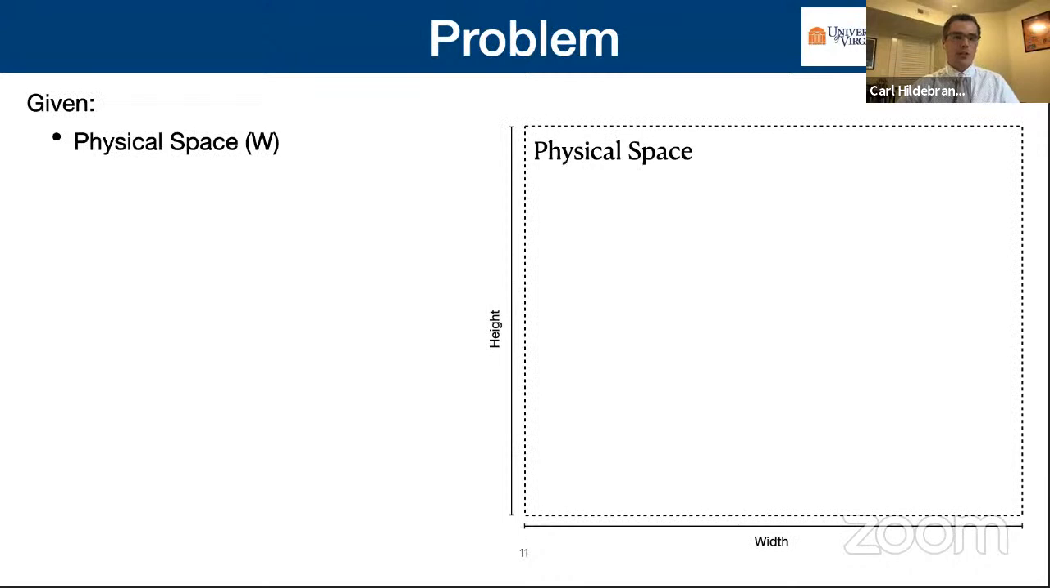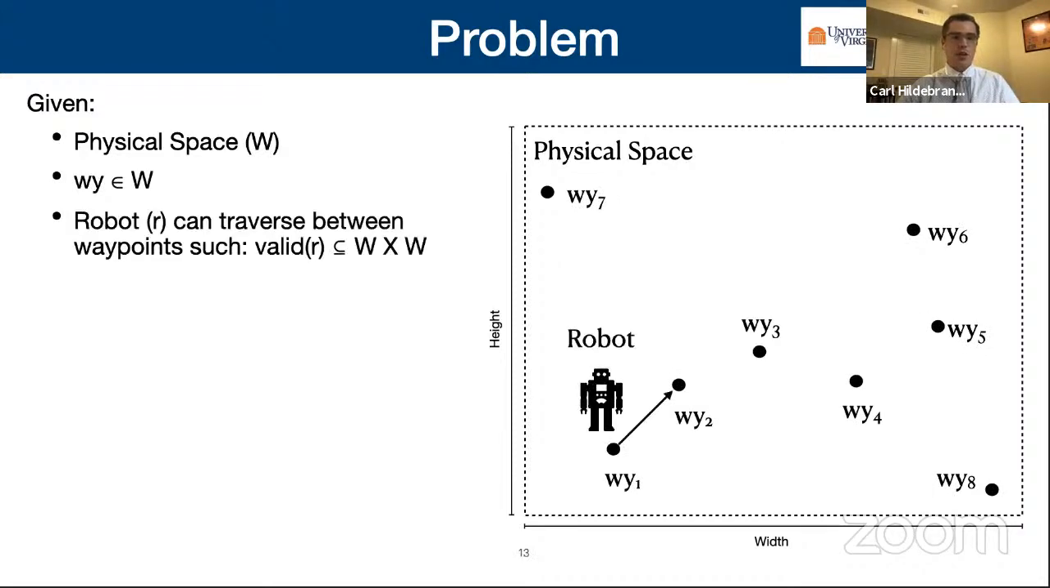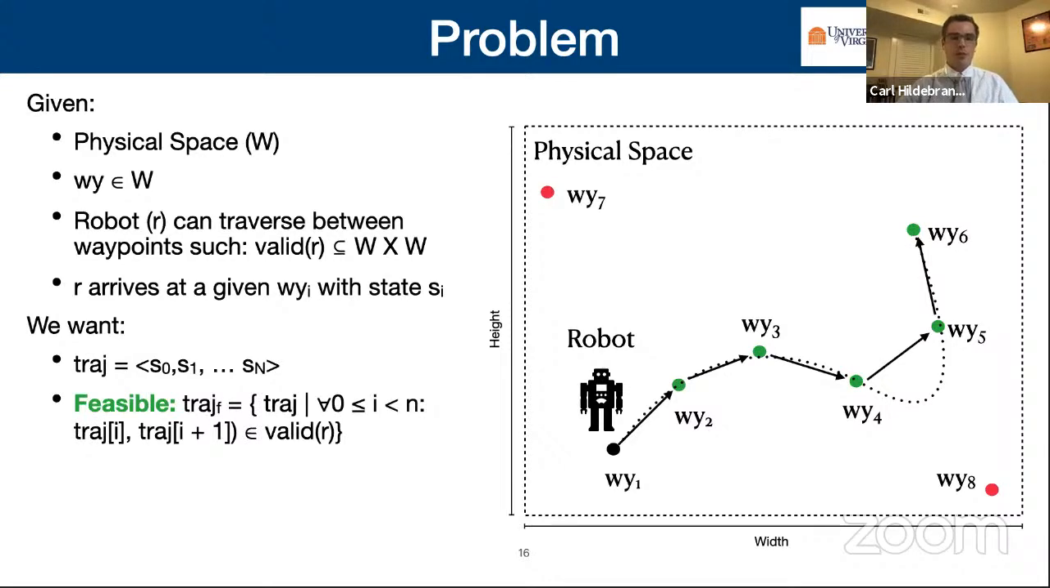So given a physical space W, and note in this figure we only use two dimensions, the physical space could be three dimensions as done in our paper, and given a set of waypoints, WY, inside the space, we have a robot R that is capable of traversing between a subset of waypoint pairs in a given time step. This subset of waypoint pairs is said to be valid. A robot arriving at a given waypoint I will enter with state SI, and we want to find a trajectory, traj, which is just a set of robot states that are physically feasible and thus only comprise of valid steps. Remember that there's a huge number of possible trajectories, and many of these trajectories are infeasible and thus cannot be realized by the implemented system.